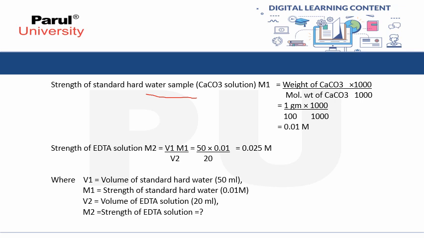to weight of calcium carbonate into 1000 upon molecular weight of calcium carbonate into 1000. So the strength of standard hard water will be 0.01 molar and the strength of EDTA solution, that is M2, is equal to V1M1 upon V2, which is equal to 50 multiplied by 0.01 upon 20. So the strength of EDTA solution is 0.025 molar, where V1 is the volume of standard hard water and M1 is the strength of standard hard water.